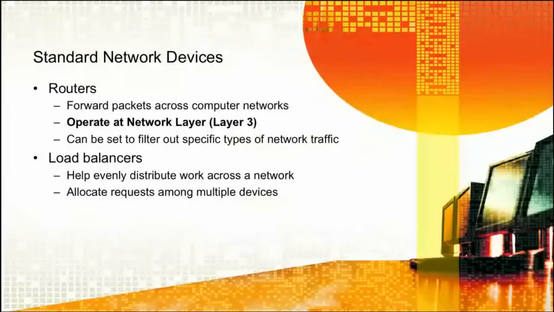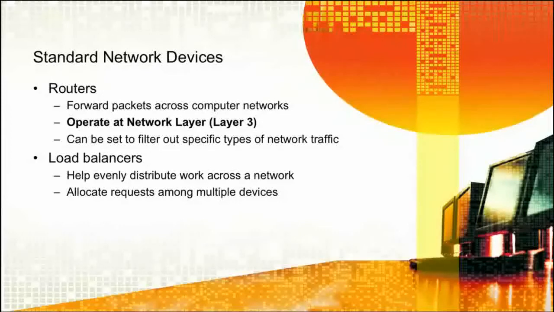Next, we have routers. The router will forward packets across computer networks. They operate at the network layer or layer 3. They can be set to filter out specific types of network traffic.